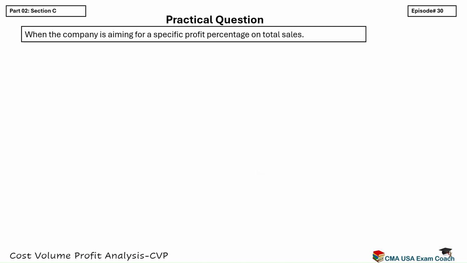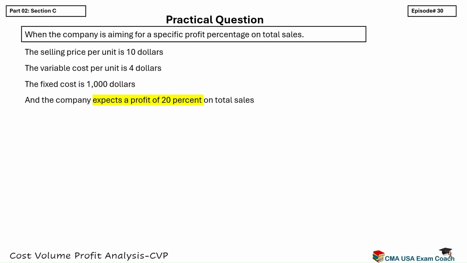Let's now look at another example to understand how to calculate target revenue and target quantity when the company is aiming for a specific profit percentage on total sales. Here's the situation. The selling price per unit is $10. The variable cost per unit is $4. The fixed cost is $1,000. And the company expects a profit of 20% on total sales.